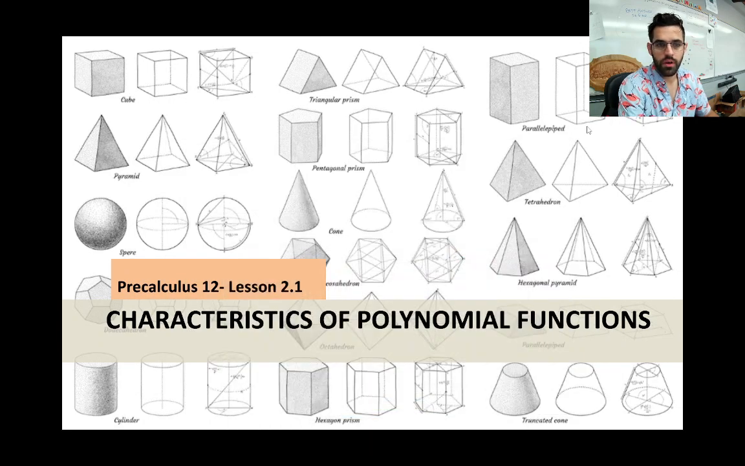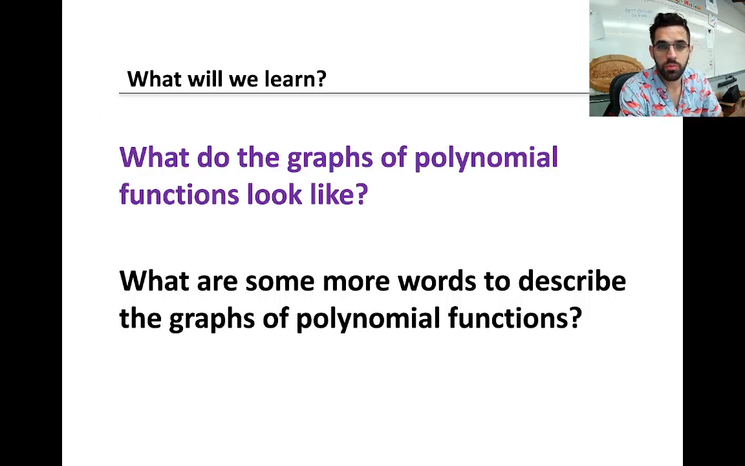Alright, this is lesson 2.1 of our Pre-Calc 12 class. Unit 2 is called Polynomial Functions. And lesson 1 is called Characteristics of Polynomial Functions. In this lesson, we're going to look at the graphs of polynomial functions, see what they look like. And then we're going to talk about some words we use to describe those polynomial functions. This is the first of two characteristics lessons. We'll cover half of the words in this lesson and half of the words in the next lesson.